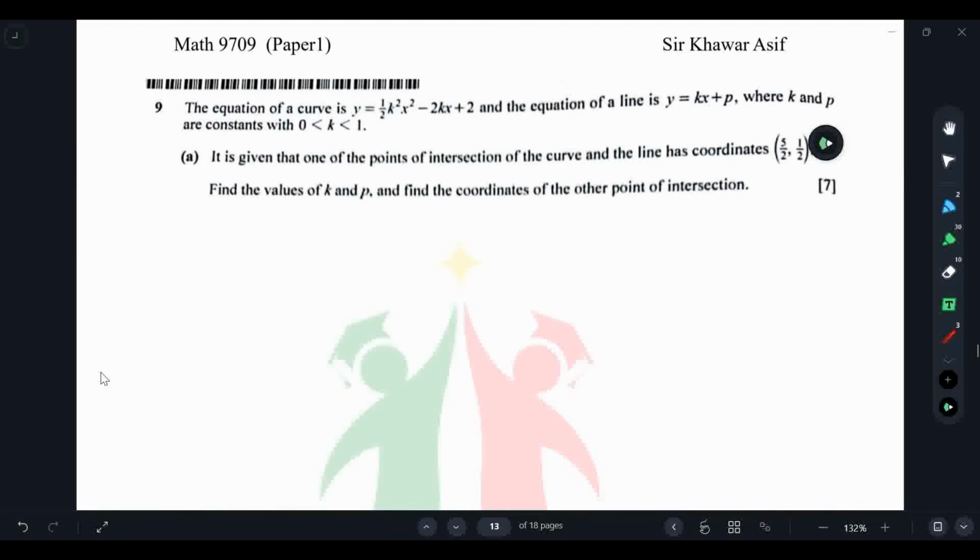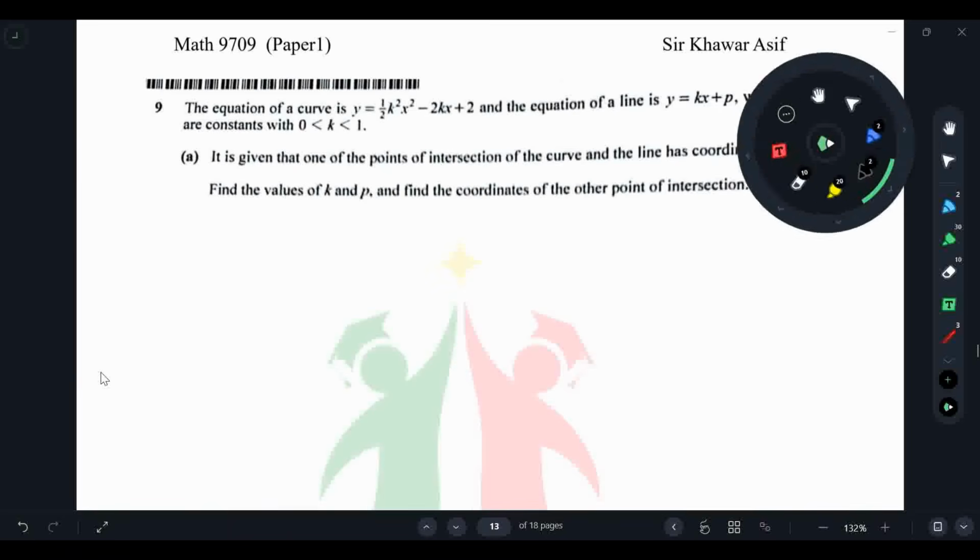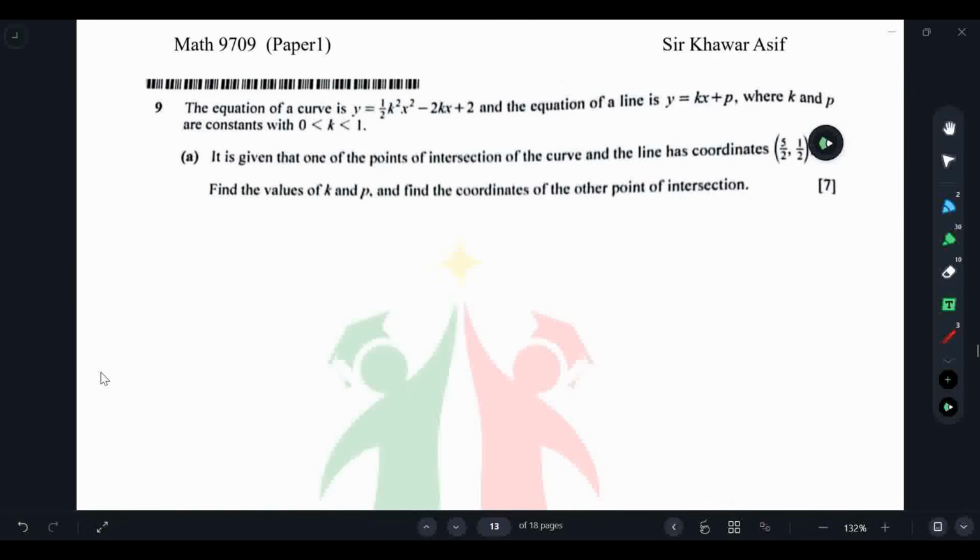The equation of the curve is this and the equation of the line is this. With k and p are constant, it is given that one point of intersection of the curve and the line is coordinate this one. So we have to put the coordinates 5 by 2 and 1 by 2 in this one. So y coordinate is 1 by 2.